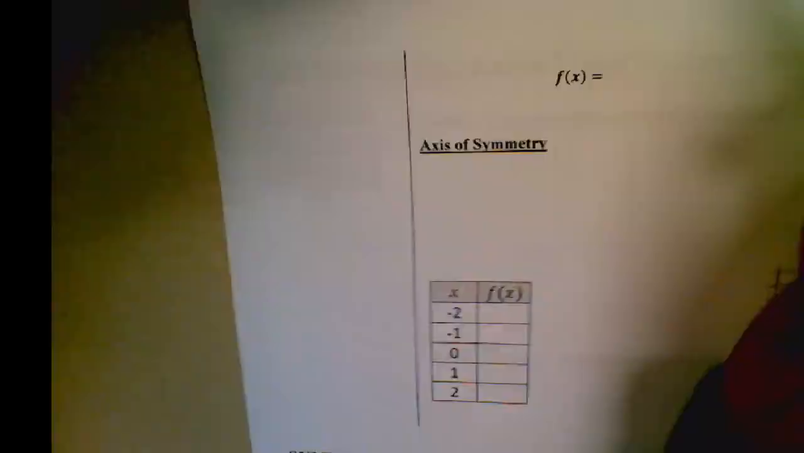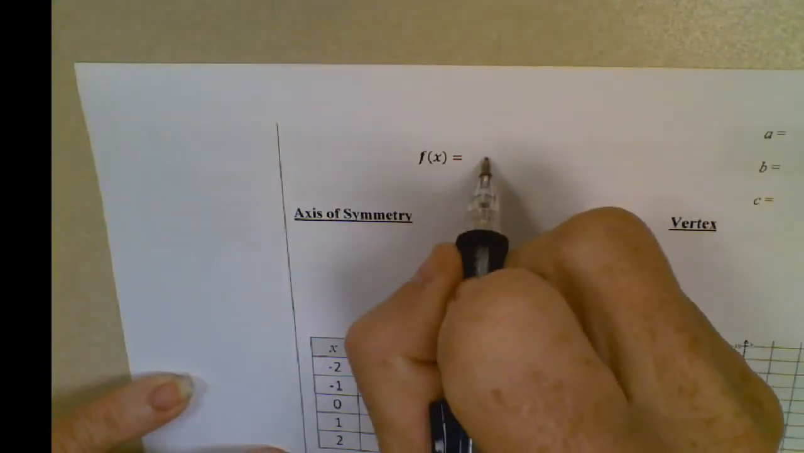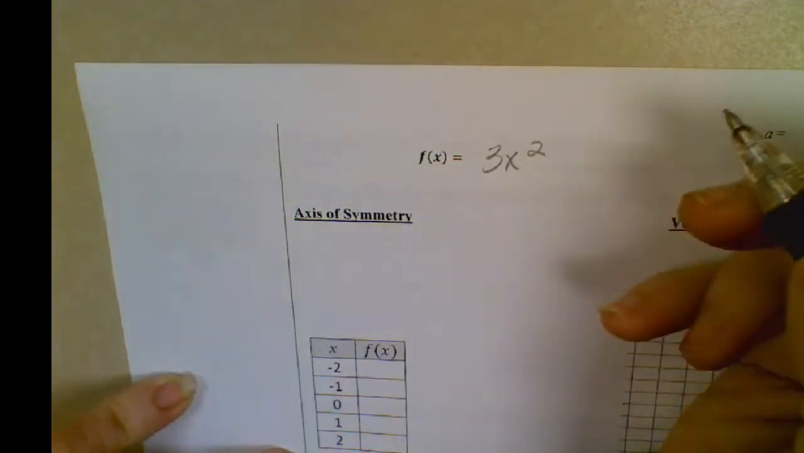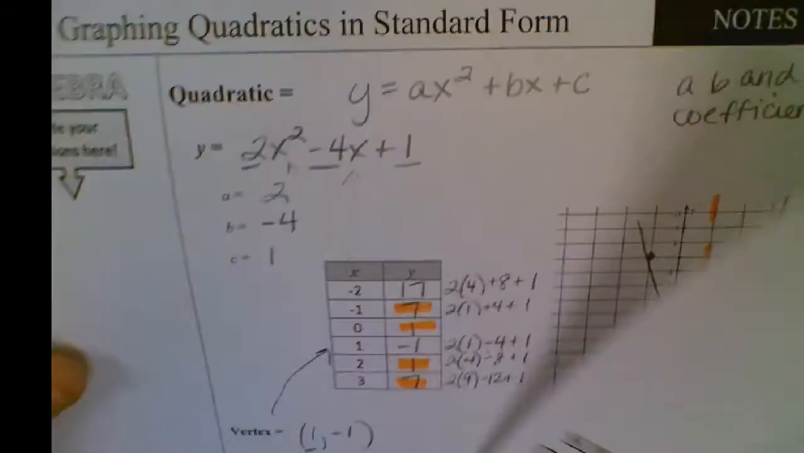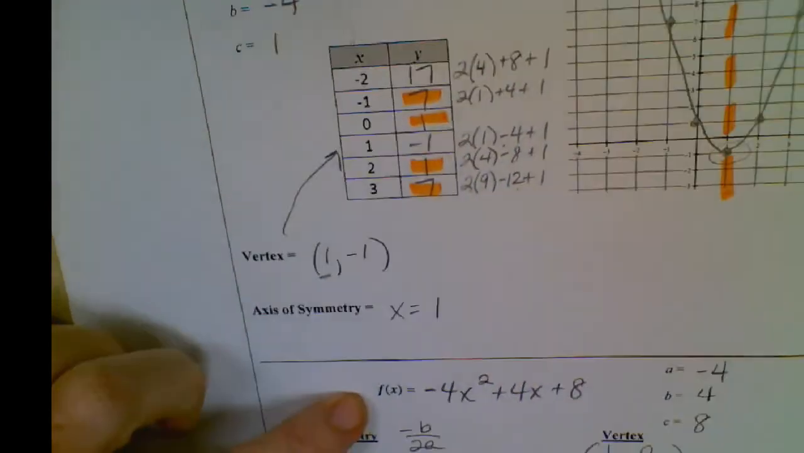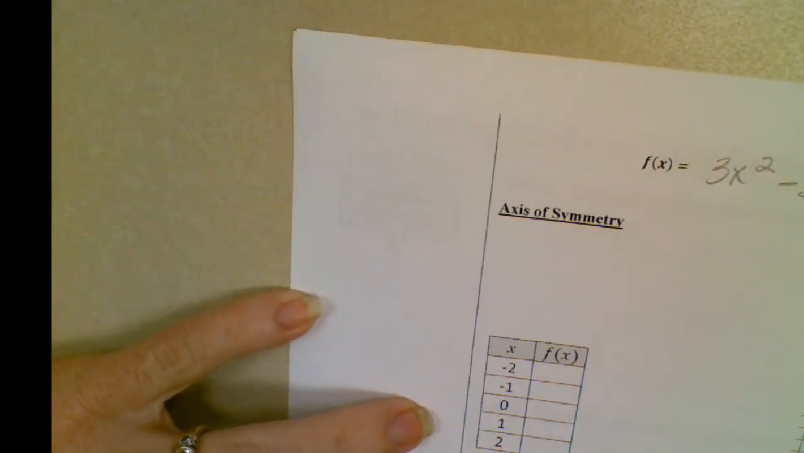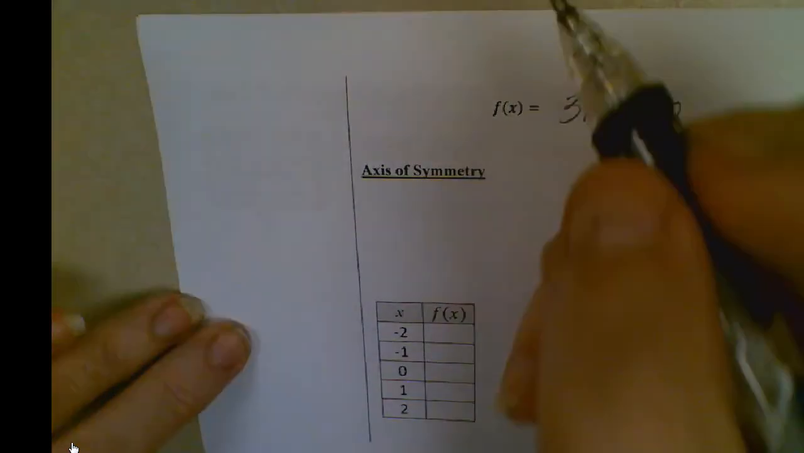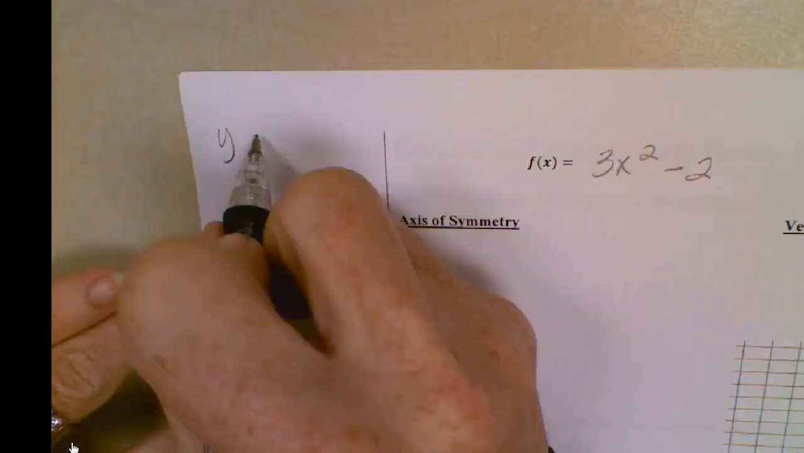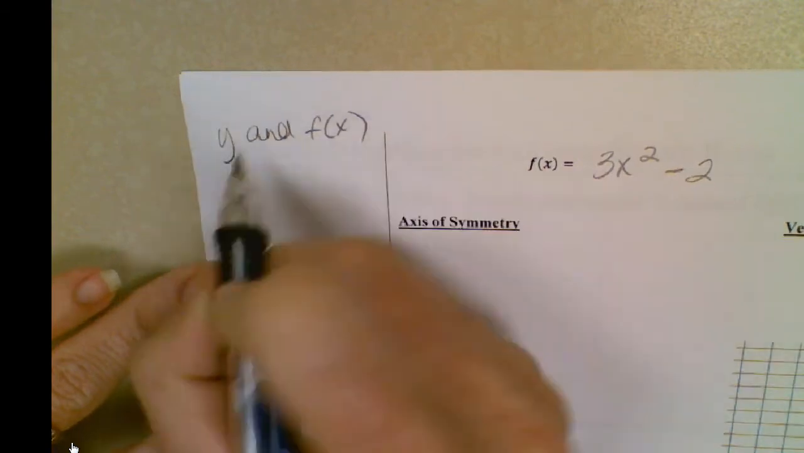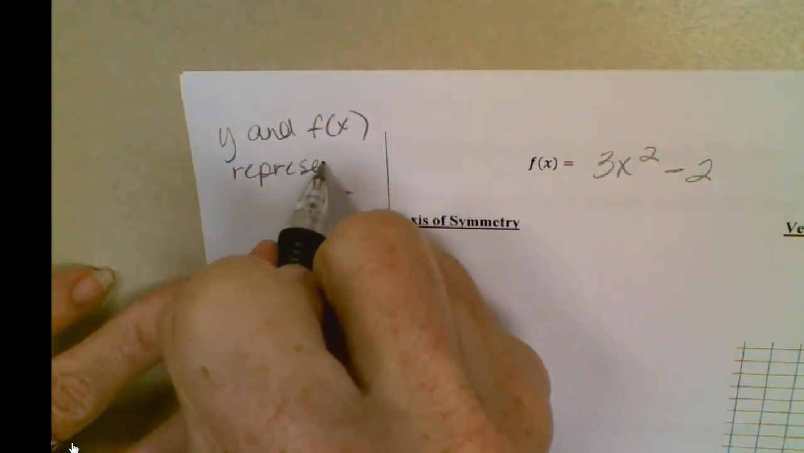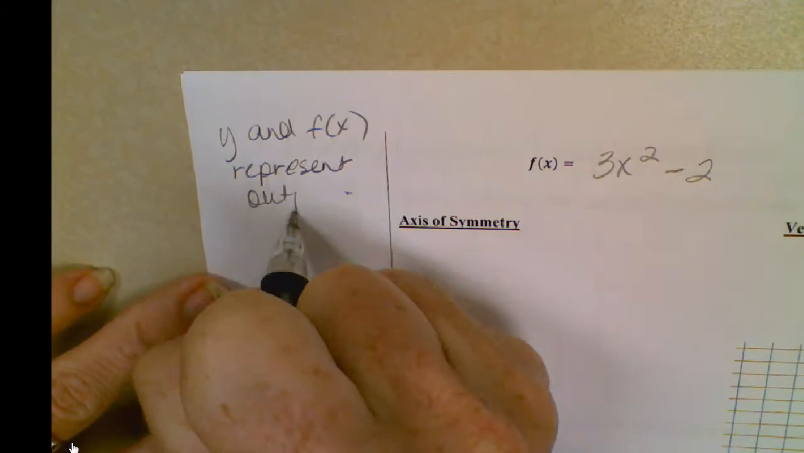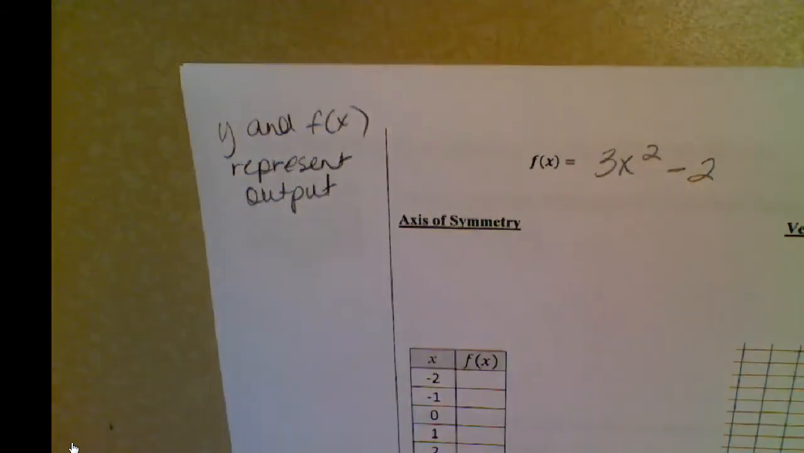Alright, so let's try 3x squared minus 2. Now some of you are looking at it going, wait a minute, Miss V, hang on. Last page we had y's going on. Down there we had an f of x. Remember that y and f of x are interchangeable. They just represent output. What comes out of our machine once we put a number in there. So they're the same thing.